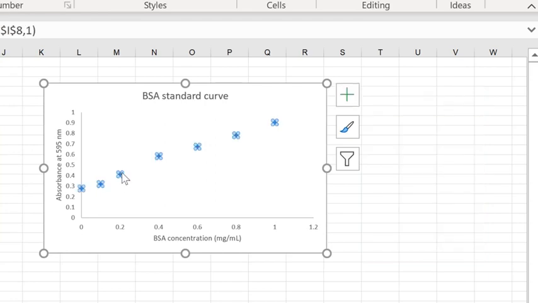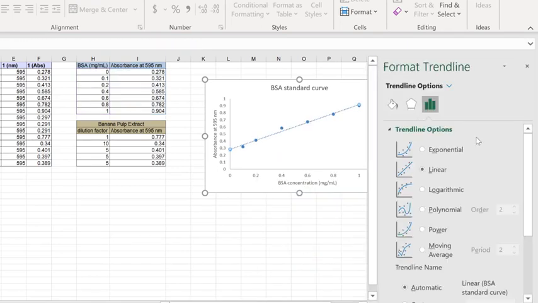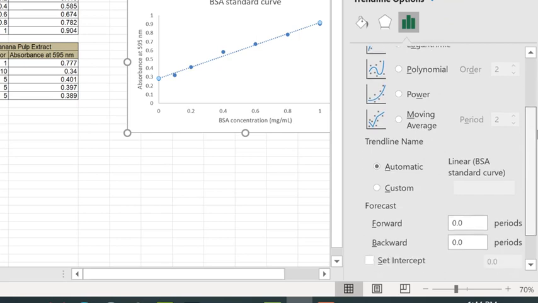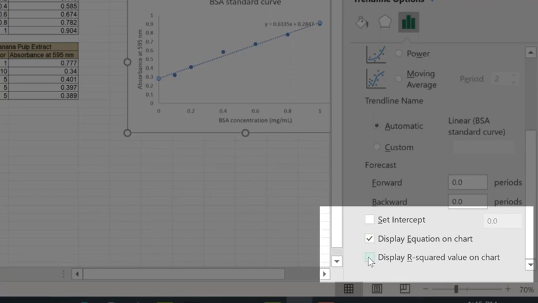So next is to incorporate a standard curve. So I'm adding a trend line, and this trend line shall be linear. I'm not going to choose an intercept because we didn't blank with the Bradford reagent. The blank was just water, and the Bradford reagent itself absorbs light at 595 nanometer. But we need the equation and the correlation coefficient, or R-squared value, on the chart.